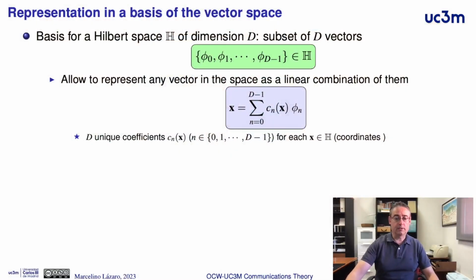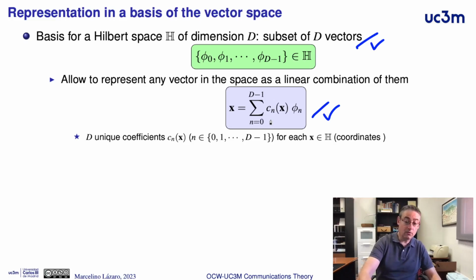A basis for a Hilbert space of a given dimension D is a subset of D vectors of this space that allow to represent every element in the vector space as a linear combination of these elements of the basis. The coefficients for this linear expansion are unique, and in many cases they are called the coordinates of this vector.